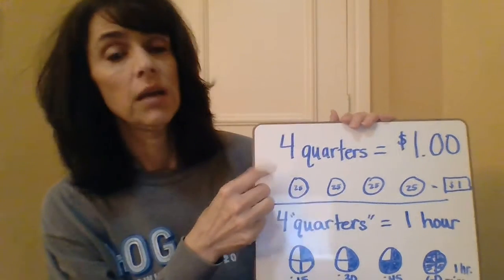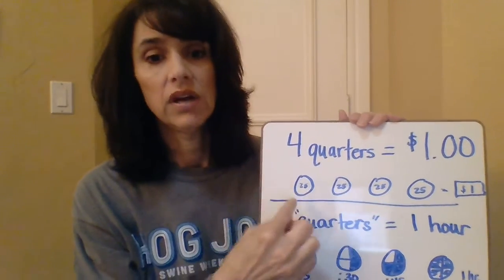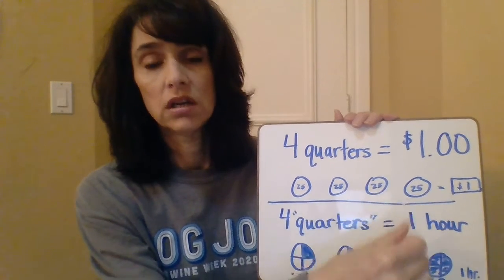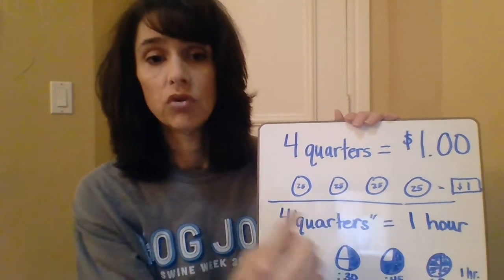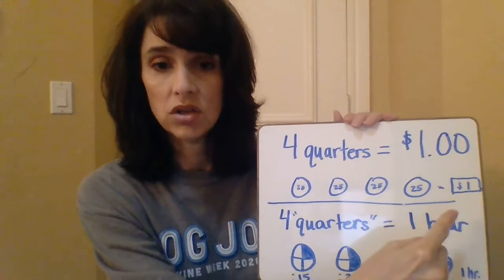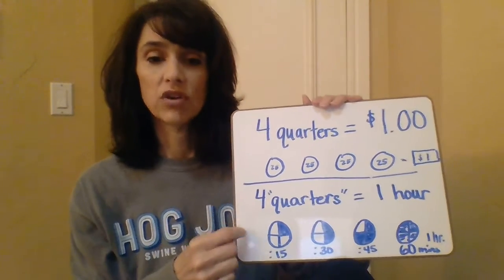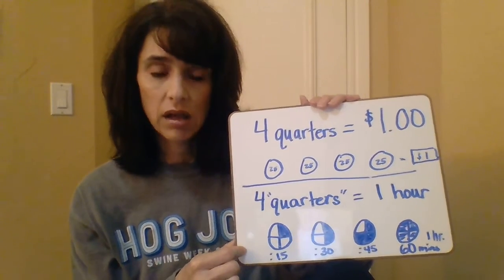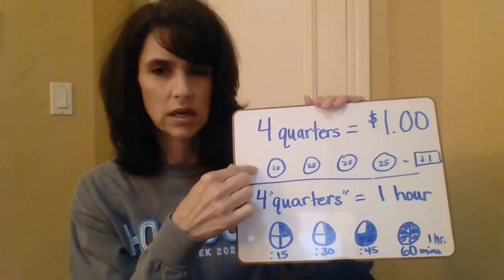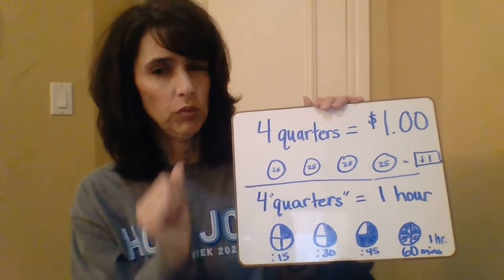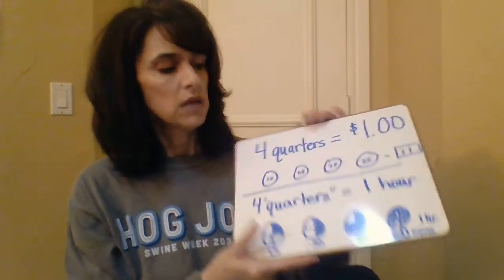We are talking about the concept of it takes 4 parts to equal a whole, 4 quarters to equal $1, but we transfer that down to time as well. But when we say quarter, we're not talking about a coin anymore when we're talking about time. Okay? So that can be kind of some tricky language sometimes.